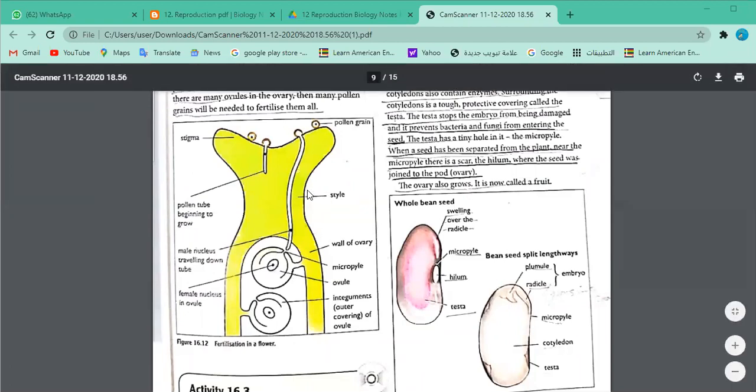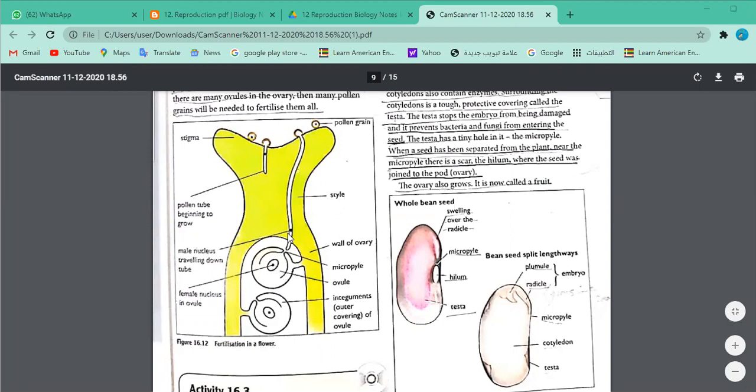The style is still there. And there are many ovules. So remember that if you have multiple ovules, you need multiple pollen grains as well. One pollen grain can only transfer its nucleus to only one ovule, so it can fertilize only one. If you need more, some plants may have multiple seeds, right? This means that multiple pollen grains have transferred their nuclei and fused with the nuclei of the ovules. So this is a female nucleus.